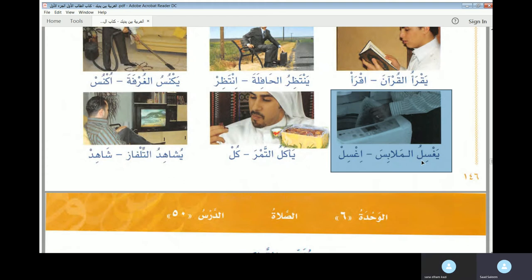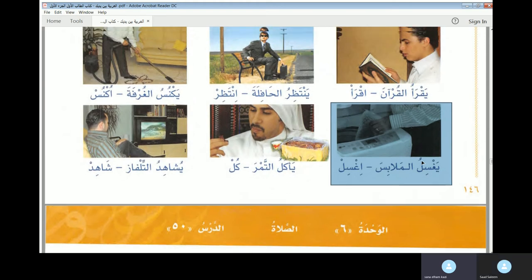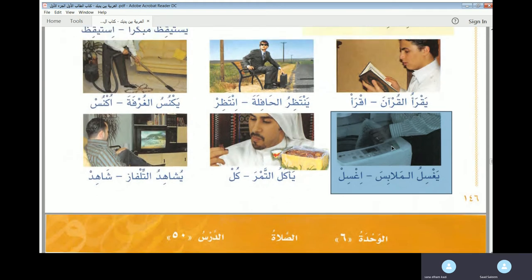Ahmad wakes up early. Ahmad yaksilul malabis. Ahmad washes the clothes. Iksil anta mubakiran.